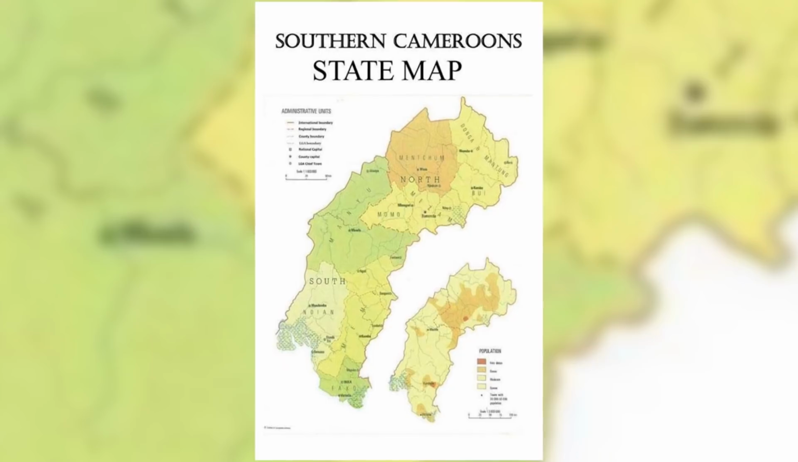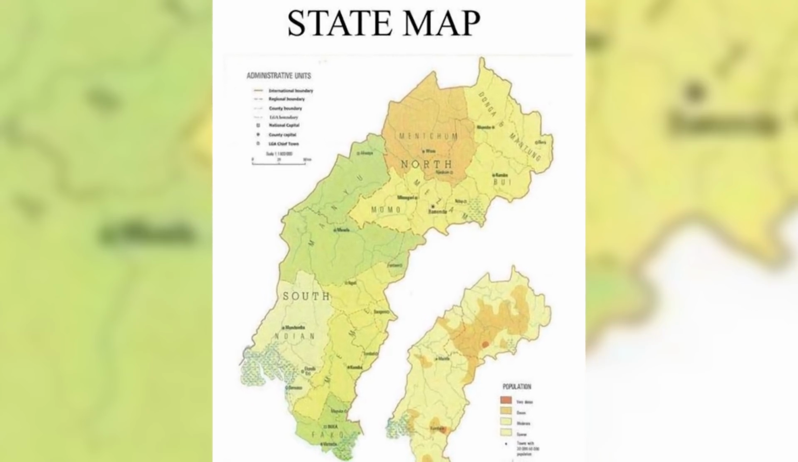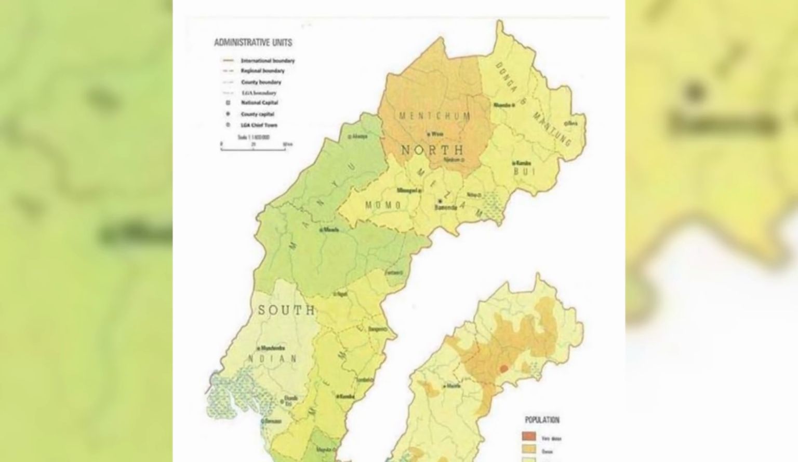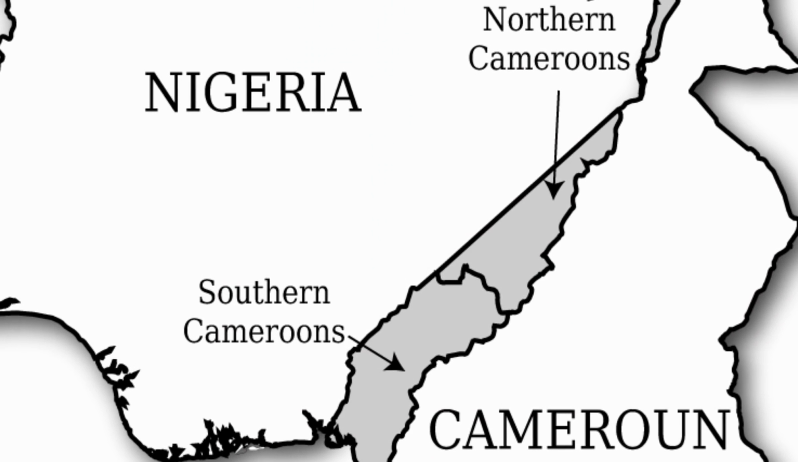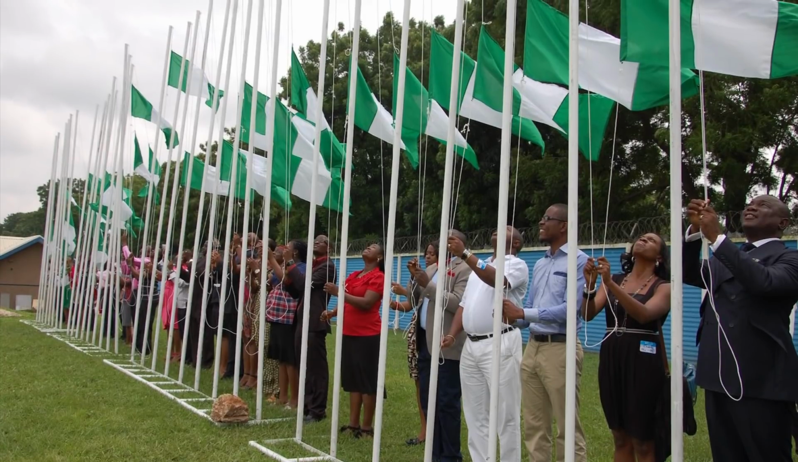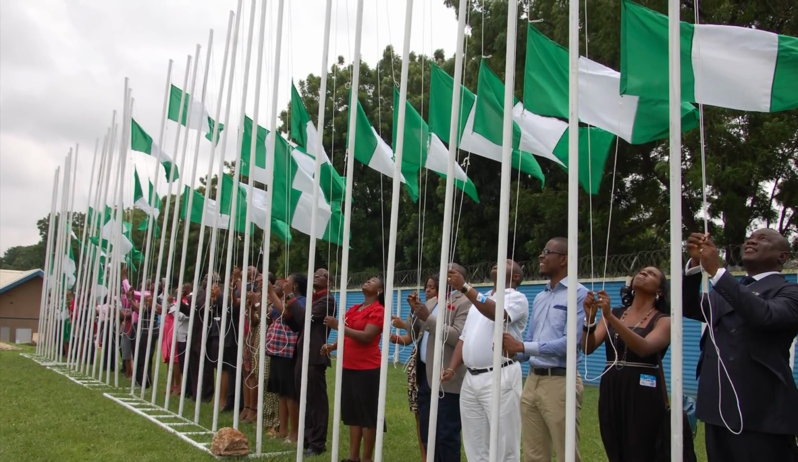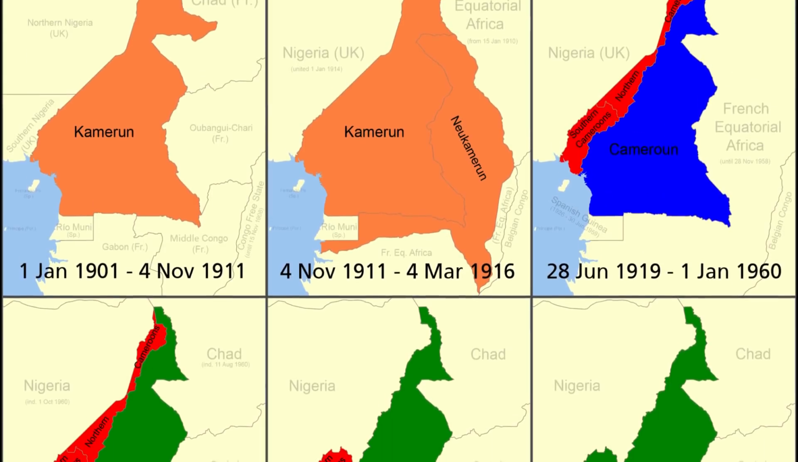Due to the British policy of divide and rule, Britain split its portion of Cameroon in two parts, British Northern Cameroon and British Southern Cameroon. After Nigeria and French Cameroon got their independence in 1960, British Cameroon was given an option to either join French Cameroon or to join Nigeria.